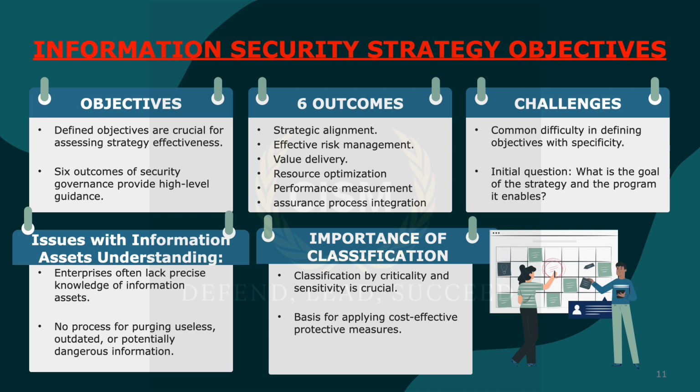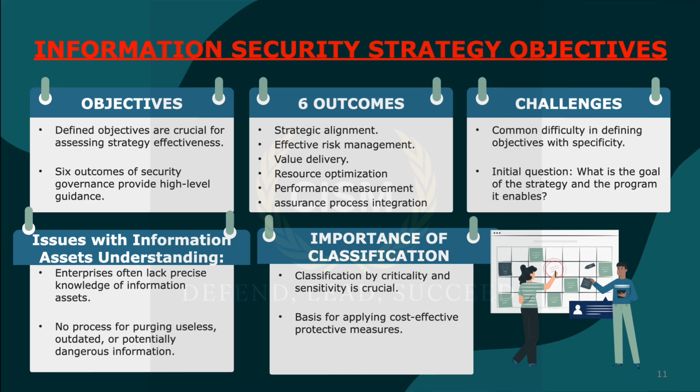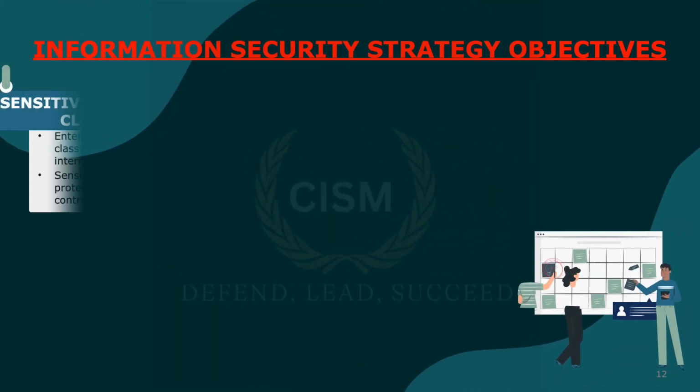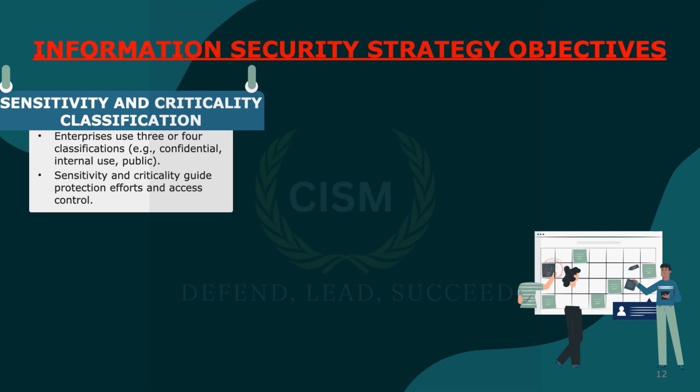Friends, sorting information by how important and sensitive it is matters a lot. It helps to decide the best way to protect it without spending too much. Next, we'll discuss the sensitivity and criticality classification. Friends, enterprises use 3 or 4 classifications. For example, confidential, internal use, public.